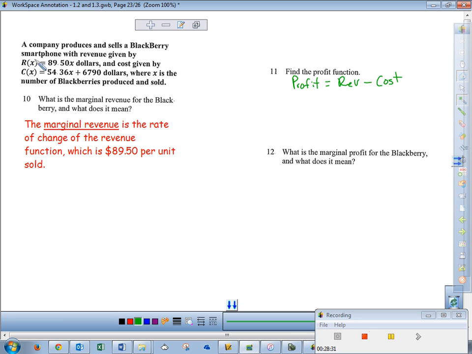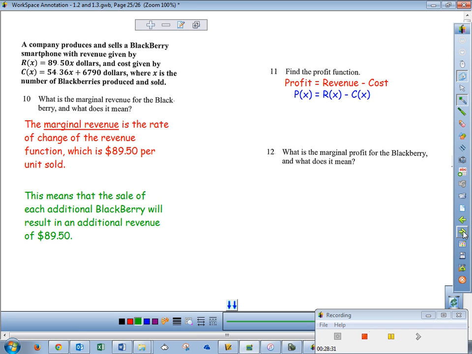So, do we have two of those three things? You got a P, an R, and a C. Don't we have a revenue function and we have a cost function, correct? To find P, we need to do this. P of x equals R of x minus C of x. Our profit function will equal, do a little substitution property here, R of x is really 89.50x. Our revenue function was 89.50x.